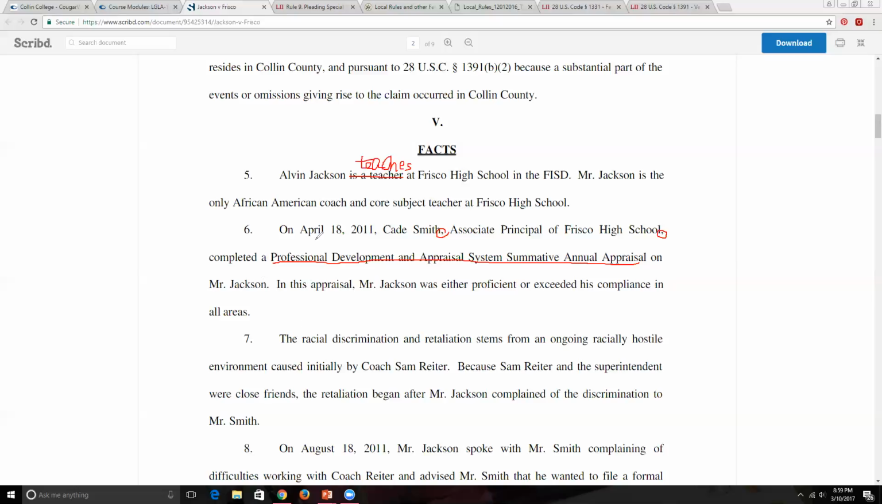Number 7, you can see again the paragraphs are short, everything is in active voice. The racial discrimination and retaliation stems from an ongoing racially hostile environment caused initially by Coach Sam Ryder. This is not passive voice.